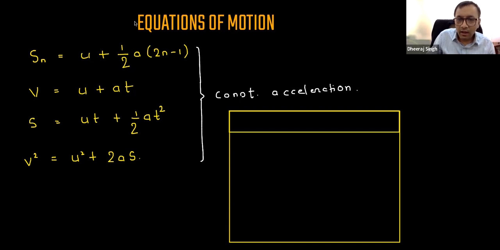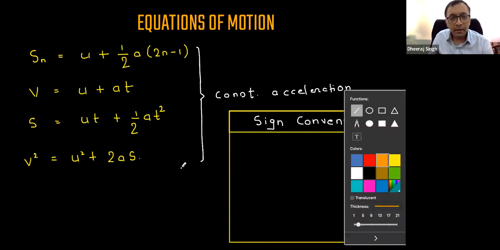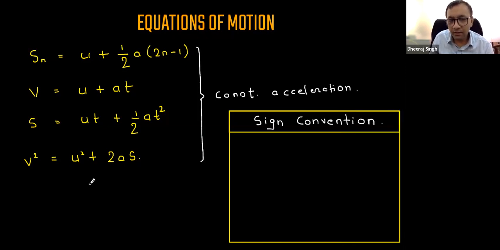Have I discussed the signs in the last session? I haven't, right? So I'll discuss it quickly. Write down the sign convention: when to take what positive and negative. By the way, till grade ninth, we remembered many things because we were not aware of a few basics. That is why we remembered some thumb rules, that if it is deceleration, we'll always take it negative.